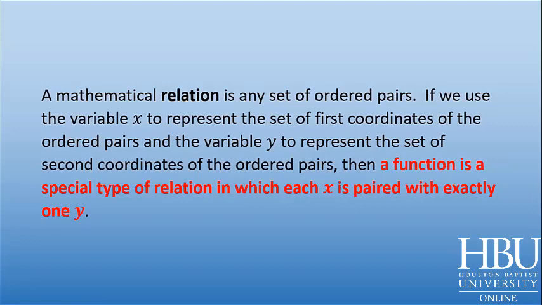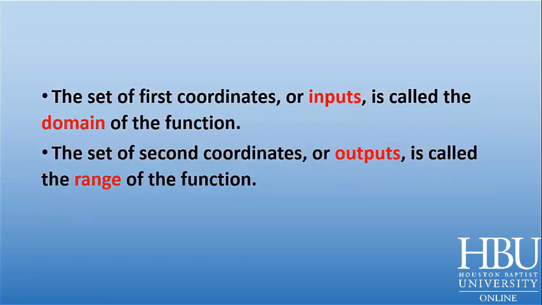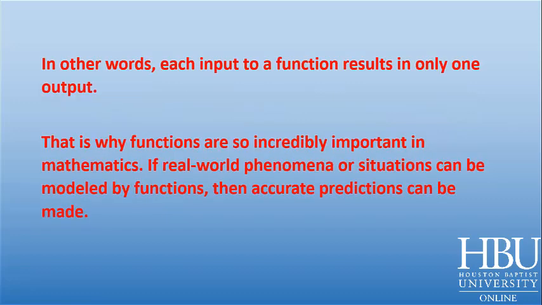If we use the variable x to represent the set of first coordinates of the ordered pairs, and the variable y to represent the set of second coordinates of the ordered pairs, then a function is a special type of relation in which each x is paired with exactly one y. The set of first coordinates, or inputs, is called the domain of the function, and the set of second coordinates, or outputs, is called the range of the function. In other words, each input to a function results in only one output.